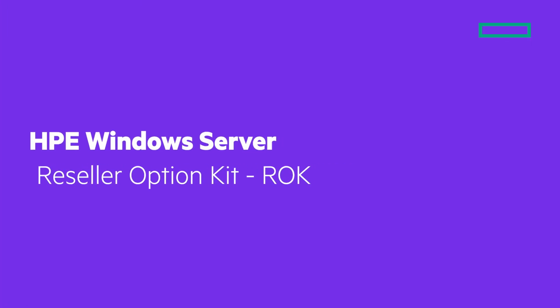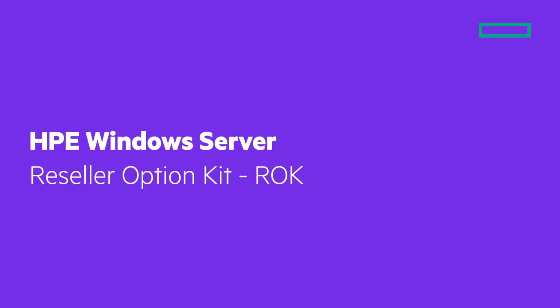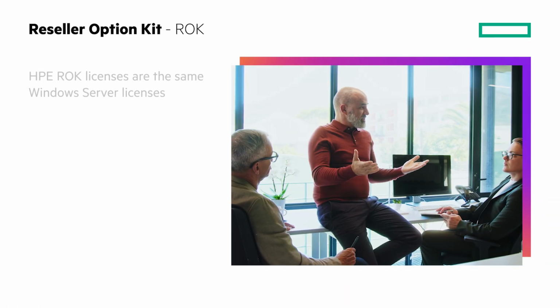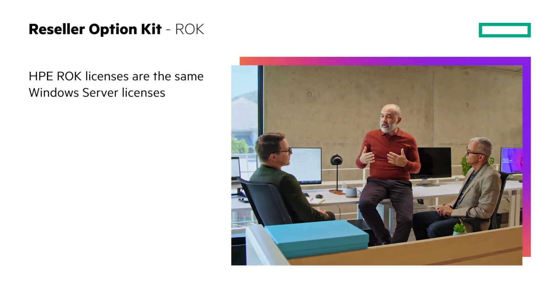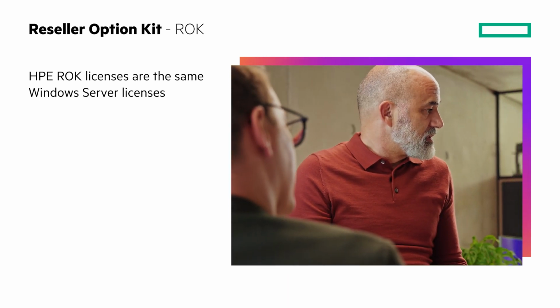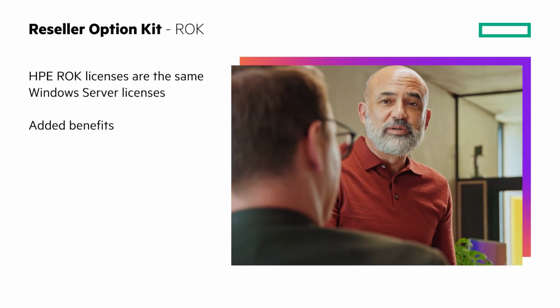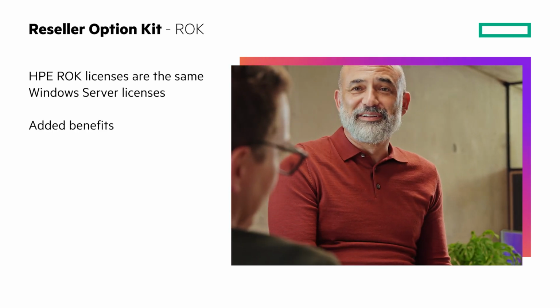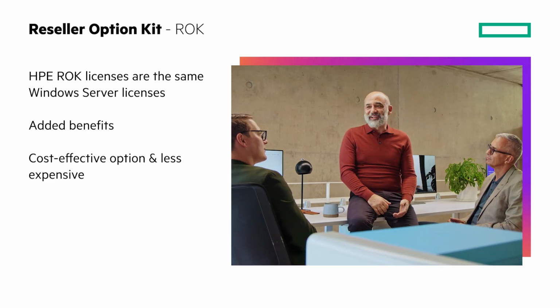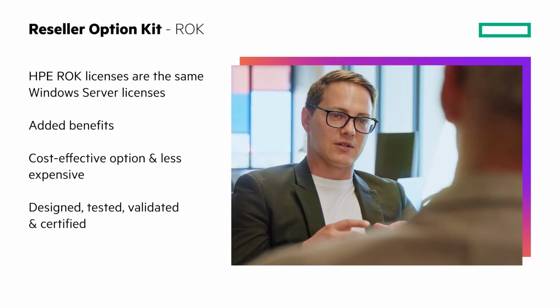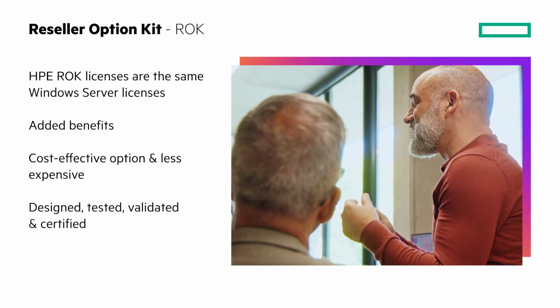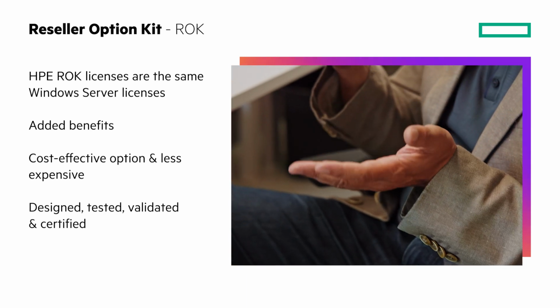HPE Windows Server Reseller Option Kit, or ROK licensing, gives customers a one-vendor solution for their server and operating system. Note that the HPE ROK licenses are the same Windows Server 2025 licenses that are available directly from Microsoft, but with added benefits. Purchasing the server and OS together is often the most cost-effective option and less expensive than acquiring them separately. They are designed, fully tested, validated, and certified for the HPE server of choice.